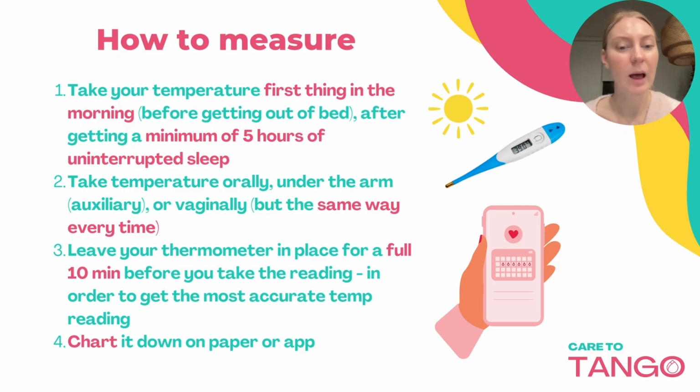Another method that's really helpful if you have crazy temperatures is leaving the thermometer in place for a full 10 minutes before you take the reading. This is in order to get the most accurate reading. I know that sounds a little bit crazy, but it can really help steady the temperature, and a lot of people find that they have an easier time reading their chart. And of course, once you take your temperature, make sure you are charting it down or putting it into your app. For you guys starting out, you're going to be charting it on the paper chart.